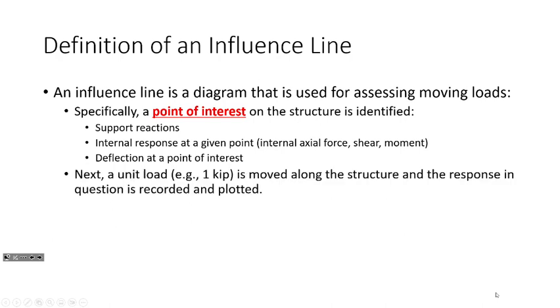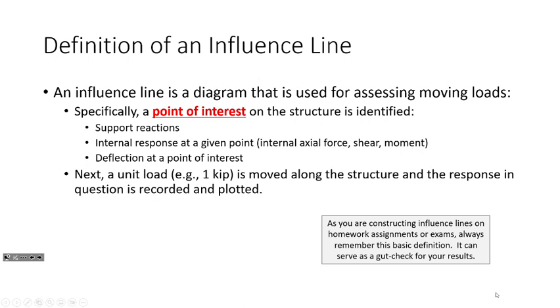What we then do is we take a unit load, so there's our friend again, that 1 kip load. We take that 1 kip load and we move it across the structure, okay? And as we move the unit load across the structure, we record the response for whatever point of interest we're looking at. So, for example, if we're interested in the reaction right here, we take a unit load, move it across the structure, and as we move it, we record that reaction there, and we plot it. And that resulting plot is the influence line, okay?